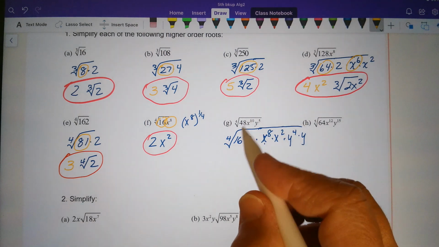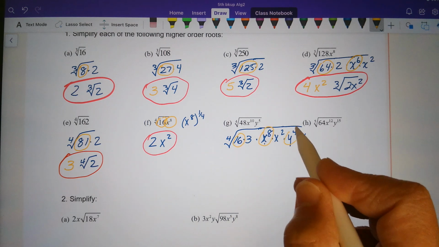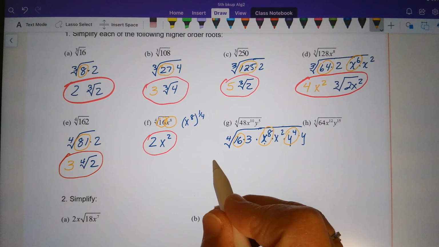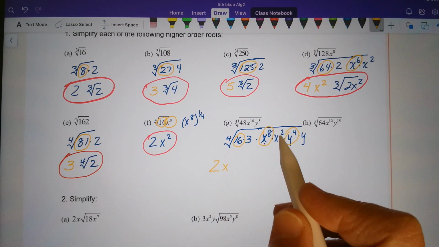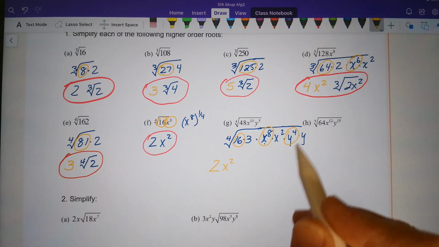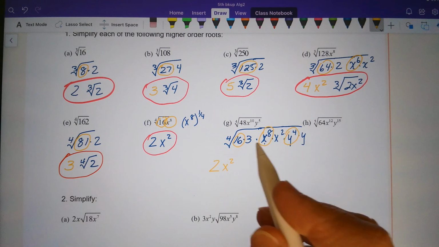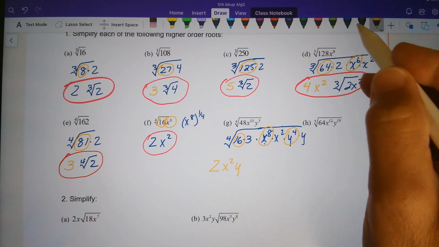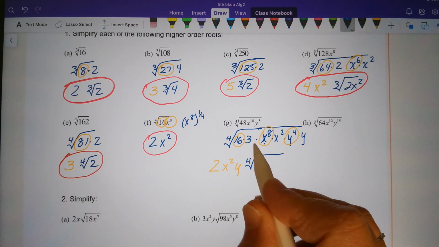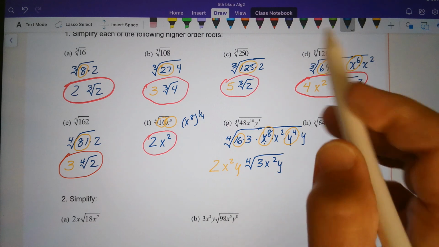Let's circle those things that are perfect factors: the 16, the x to the 8th, and the y to the 4th. Take out their fourth roots. 2, x to the 8 times a fourth is 2, and y to the 4th, so thinking 4 times a fourth is 1. What's not circled remains, which is the fourth root of 3x squared y.